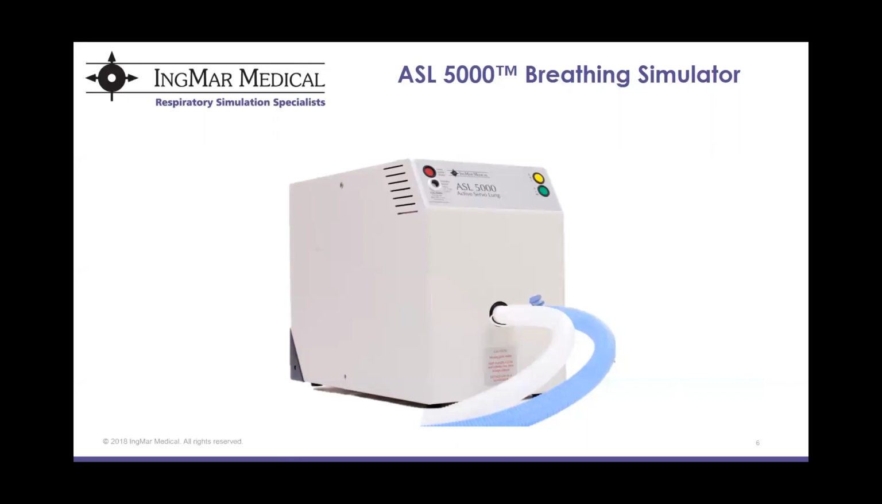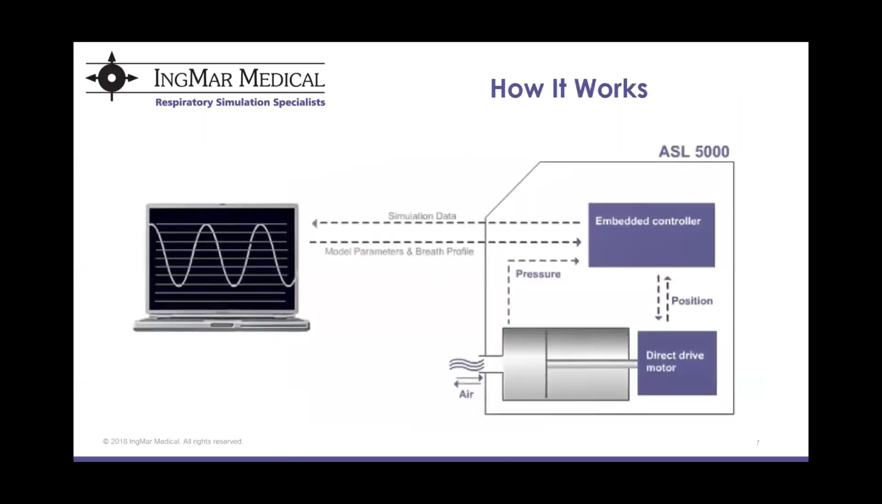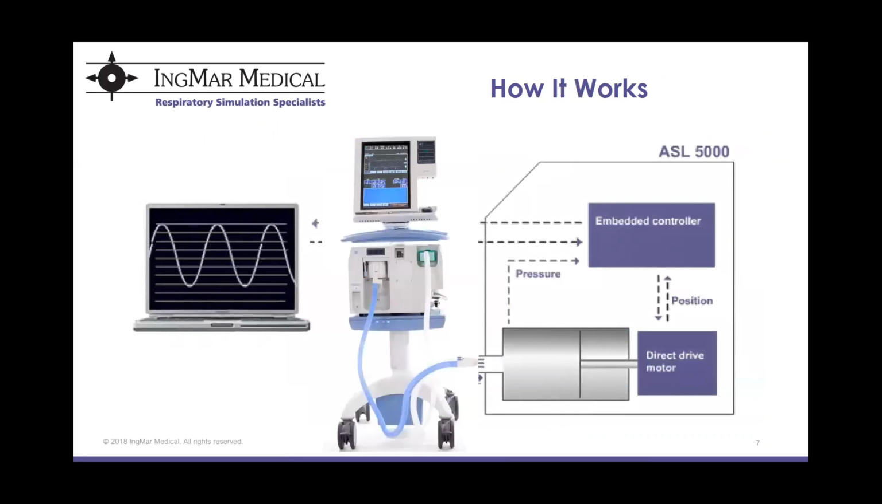You see a picture right now of the ASL 5000 breathing simulator. Within this box, there is a piston inside of a cylinder. With our software program, we control the movement of the piston to create breathing patterns based on the equation of motion. For today's scenario, we have connected a real ventilator to the 22mm port on the front of the ASL 5000. Technically speaking, this is all you need to show the interaction between the breaths and the ventilator.